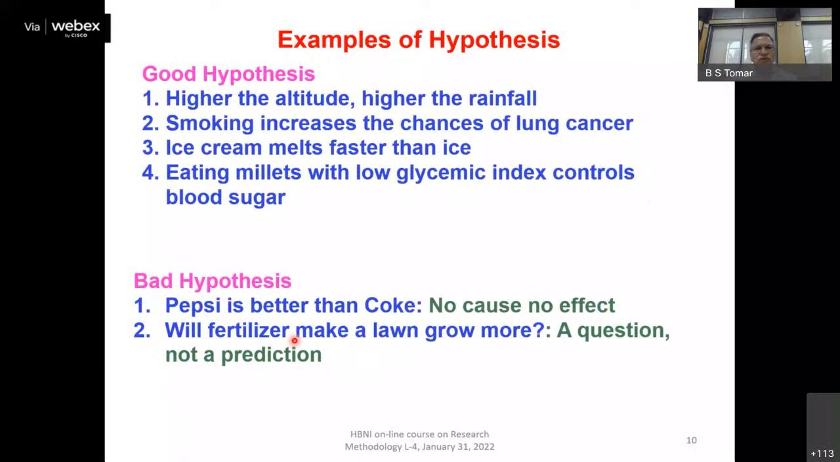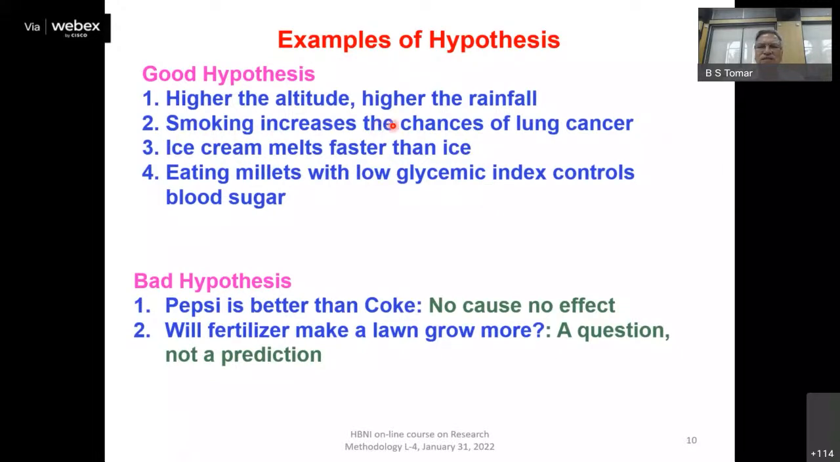So some examples of good hypotheses. Here, see, higher the altitude, higher the rainfall. So it's a very simple statement, and one can go up the altitude and measure the rainfall and draw a correlation between rainfall and altitude and confirm whether the hypothesis is true or false.